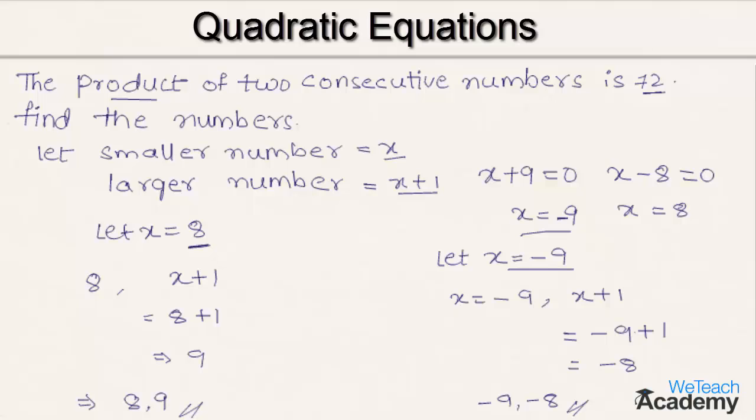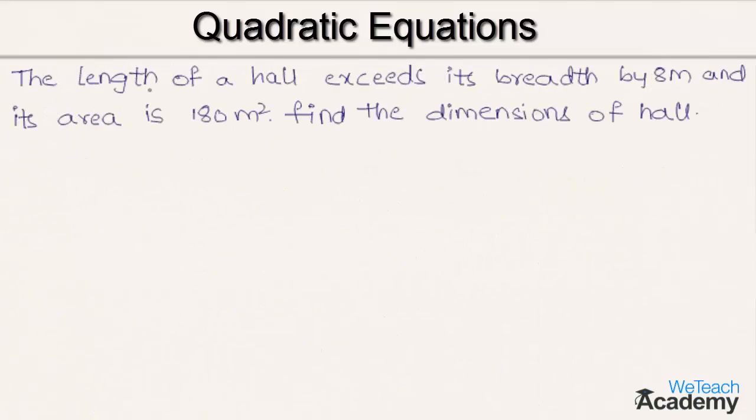Now let us consider another example here. Given the length of a hall exceeds its breadth by 8 meters and its area is 180 meters squared, then we have to find the dimensions of the hall. So let us consider the length as x meters, and as here given that length of a hall exceeds its breadth by 8 meters, the breadth would be x minus 8 meters.